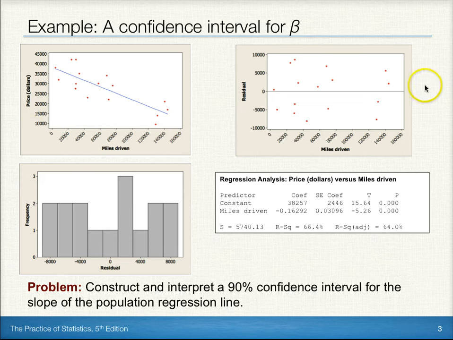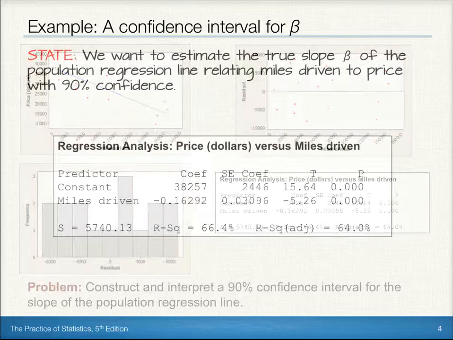When we look at the residuals, we do see a bit of a random scatter around the residual equals zero line. And in our histogram, we note that we do have a unimodal, single-peaked, somewhat symmetric distribution here. Now we also have the Minitab output here, and we'll use that to construct and interpret a 90% confidence interval for the slope of the population regression line after we check to see if the conditions are met.